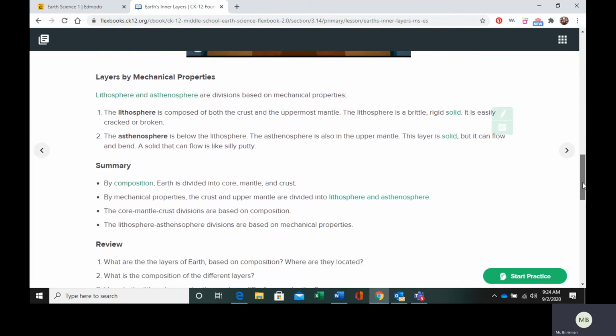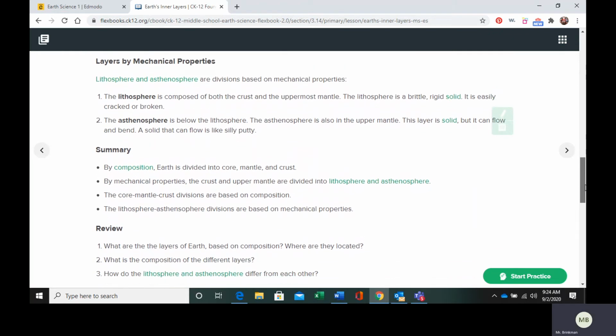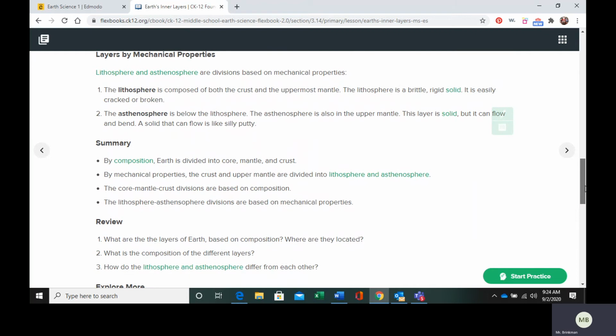So, the layers we have are the lithosphere and the asthenosphere. These are layers of the mantle. The lithosphere is part of the mantle, but it is also a portion of the crust. The lithosphere is going to be brittle. It's going to be kind of rigid, but in comparison to the other layers of the Earth, it is going to be easily cracked or broken.